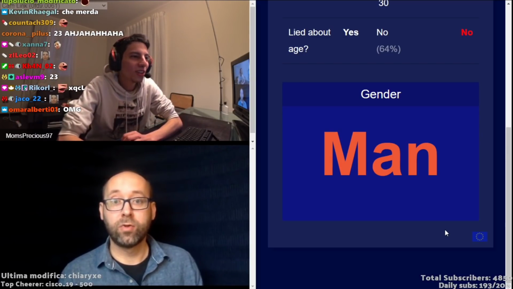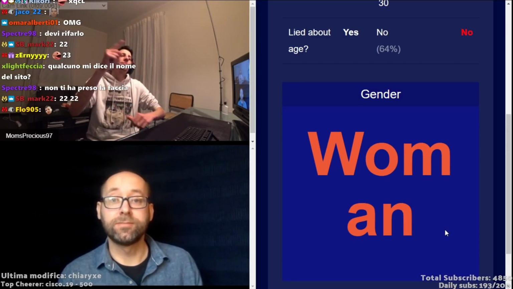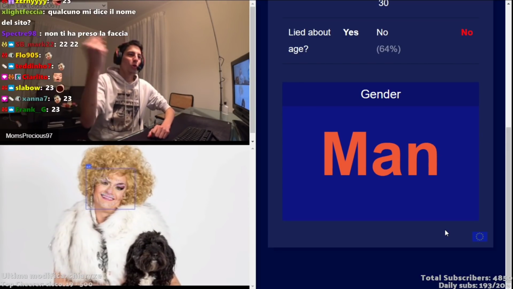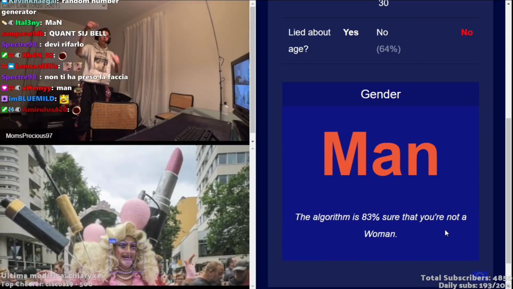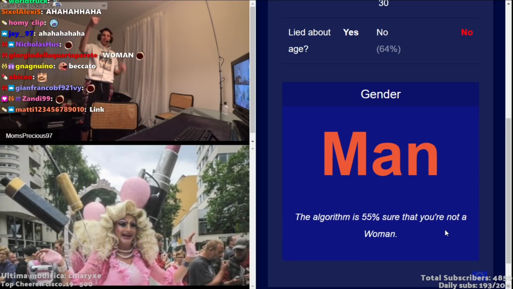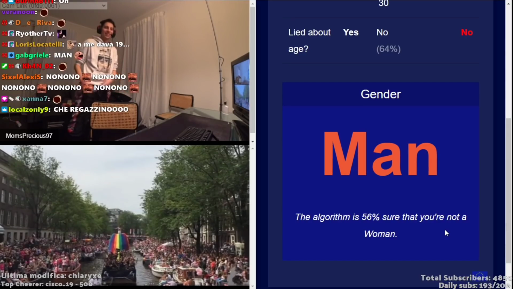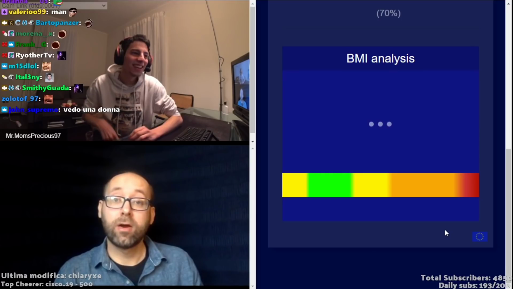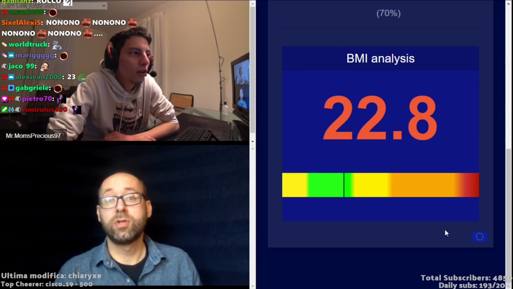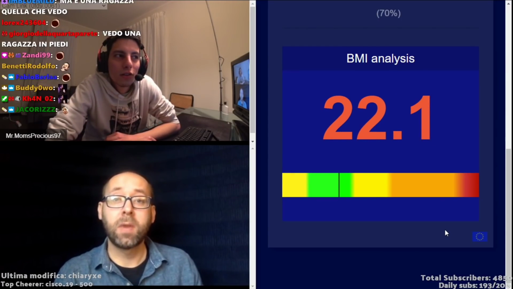The following algorithm we'll take a look at tries to determine your gender. Here you can once again see that the country or culture in which an algorithm was constructed can have a big influence on how it will categorize and judge people. This algorithm would probably flip out at the gay pride. Our next algorithm on the menu tries to determine your body mass index, or BMI, from just looking at your face.